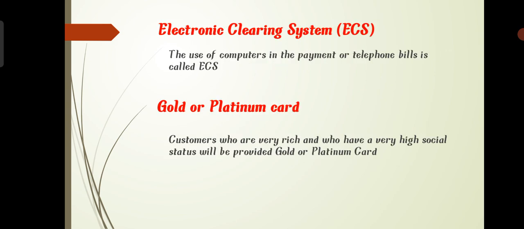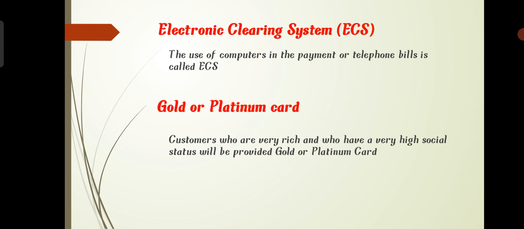The next function is the electronic clearing system, called ECS. The telephone charges are being paid through this system. The banks are connected to the telephone department through a network by which the telephone charges of the customers are paid. The customers will present the telephone bills to the bank, which intimates electronically to the telephone department, and the bills are paid by the bank.